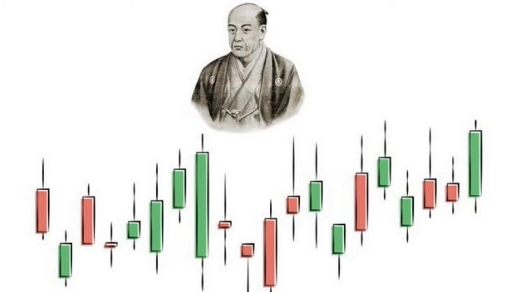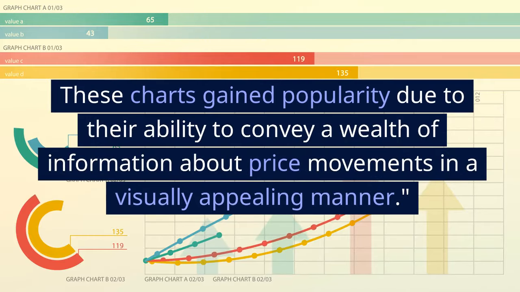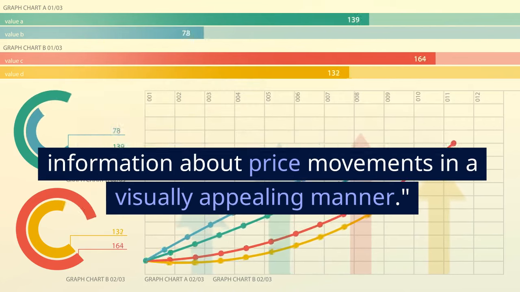These charts have a rich history that dates back centuries to Japan, where they were initially used by rice merchants and traders in the 17th century. The development of candlestick charting techniques is credited to a Japanese rice trader named Munehisa Honma, who is often referred to as the father of candlestick charting. These charts gained popularity due to their ability to convey a wealth of information about price movements in a visually appealing manner.